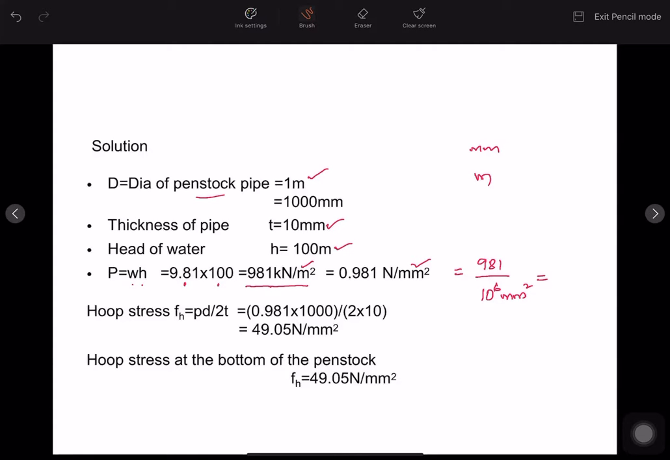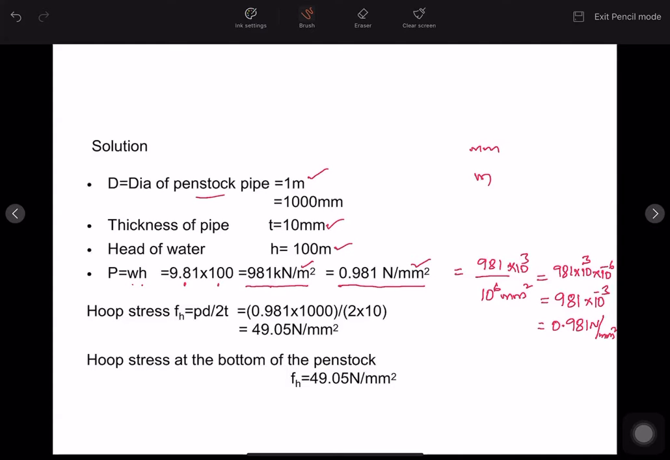And here we have kilo. Kilo is nothing but 10 cube. So ultimately we get 9.81 into 10 power minus 3, or 0.981. So kilo is gone and the unit is Newton per mm square. Like that we have got this value, 0.981 Newton per mm square.